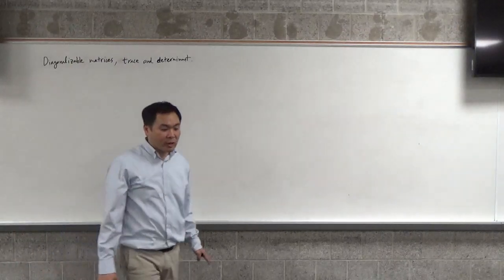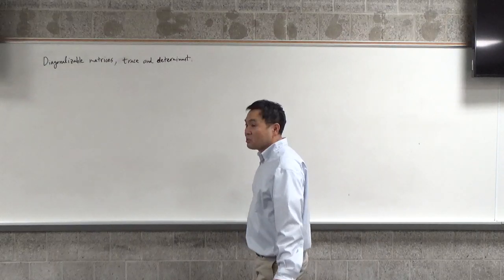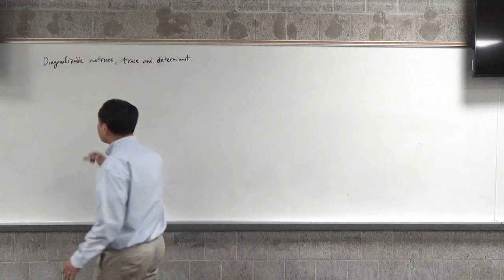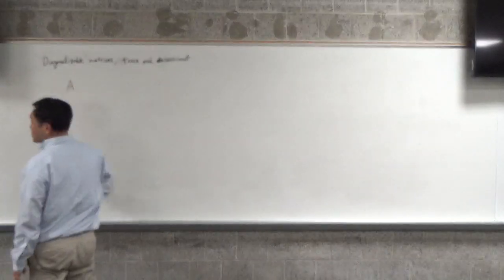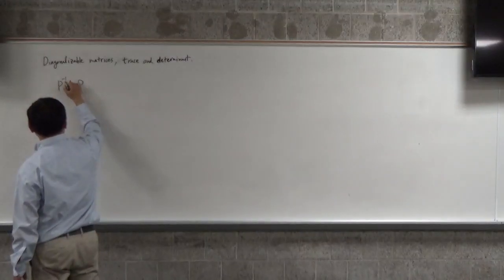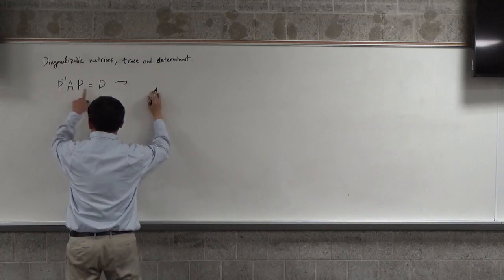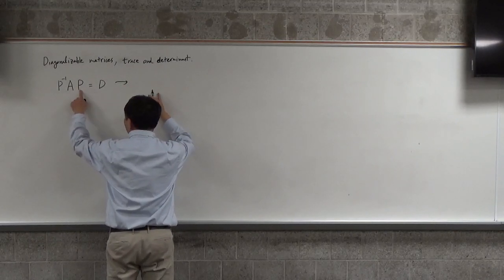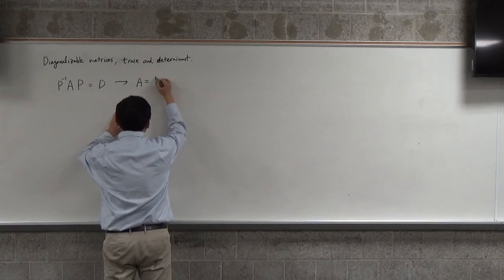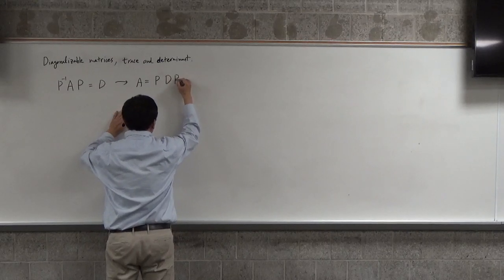Okay, I want to talk about diagonalizable matrices, trace and determinant, because they have some nice relationship. So let's say A is diagonalizable, meaning that there's a matrix P where P inverse AP is a diagonal matrix. Or you can also multiply P on the left of both sides and P inverse on the right, and write it as A equals P times D times P inverse.